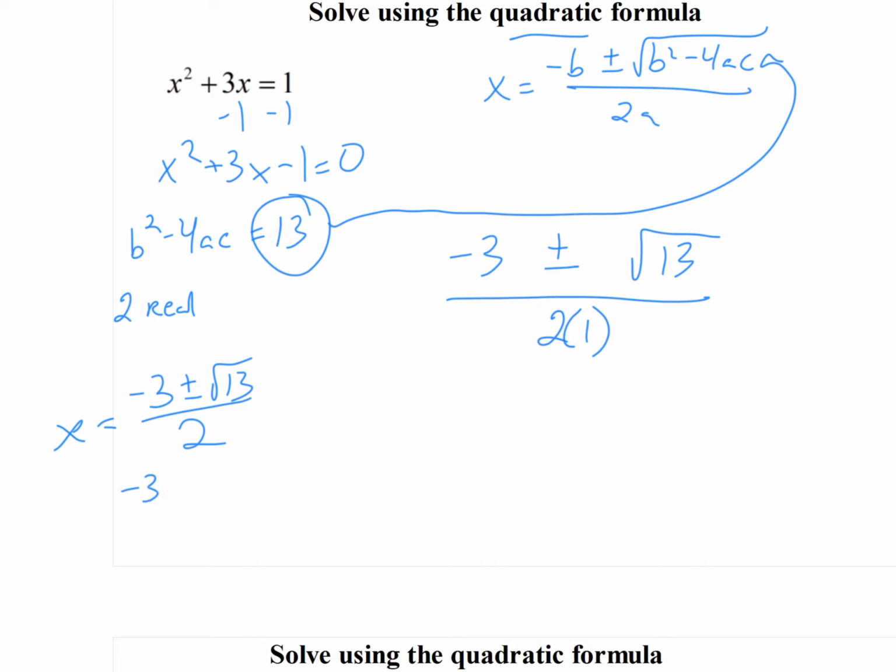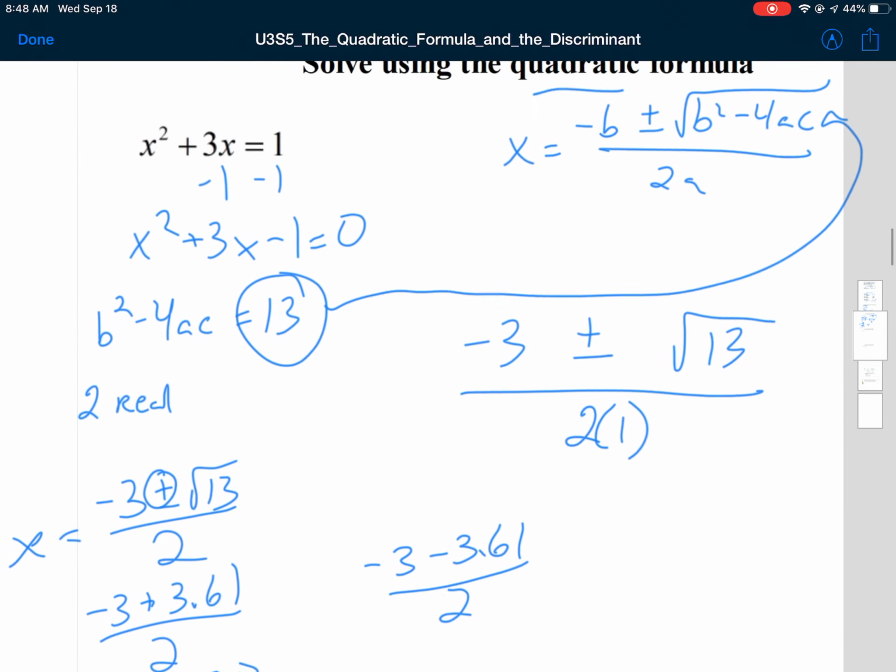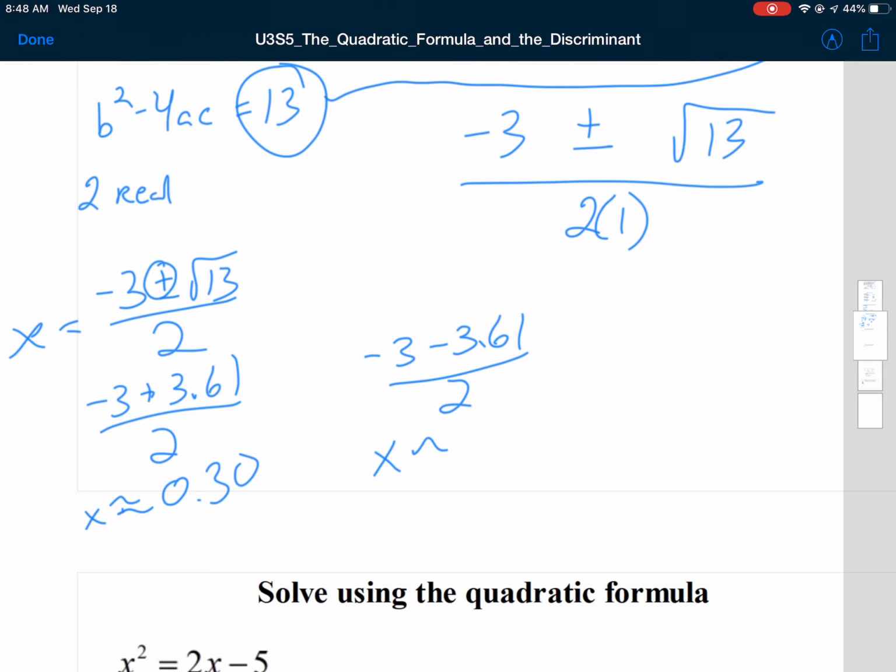So one of them is negative 3 plus that decimal divided by 2. The other one is going to be negative 3 minus that decimal divided by 2. Make sure you do the numerator first. And one answer is about 0.30. And then the other one I get about x is approximately negative 3.31.